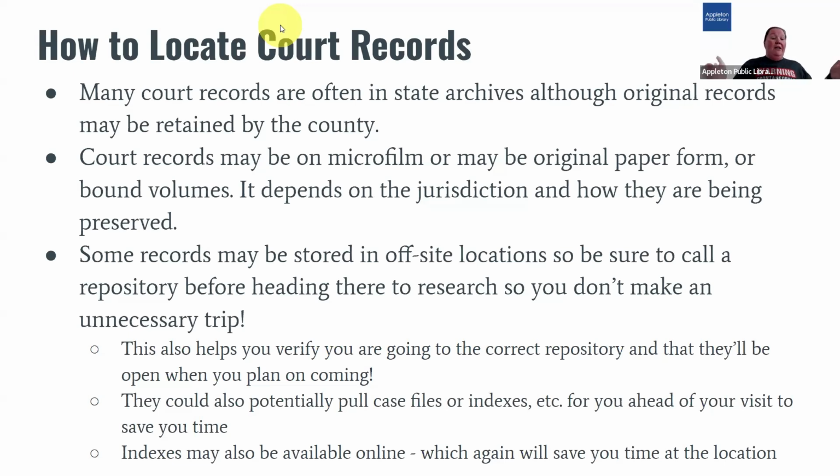Sometimes they might keep a certain amount at the courthouse, and then the older ones might go to an archive or some sort of historical society for long-term preservation. The records might be on microfilm, they might be in the original paper form, they might be in bound volumes. It's going to be a mixed bag, depending on the jurisdiction and how they're being preserved. Like I showed you earlier, the foreclosure one was nice and flat, in a folder. The other one, a civil case, was all folded up and really hard to unfold and get flat. So you might get something like that, or you might get something in a huge bound volume that you have to flip through the big pages to find your ancestor in.